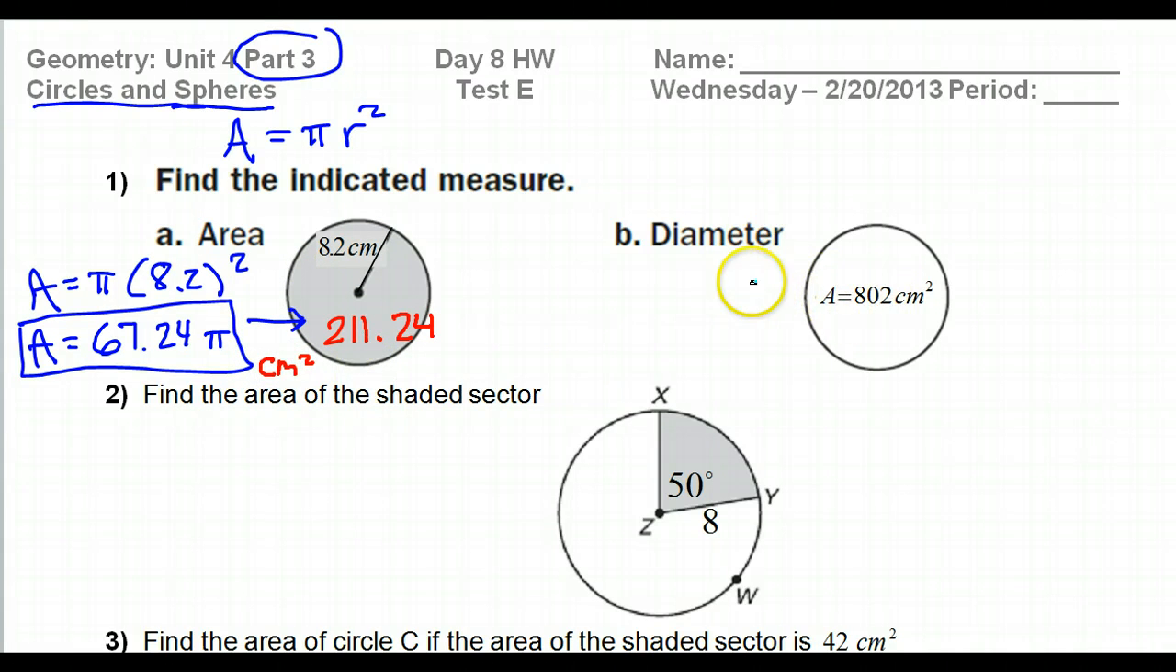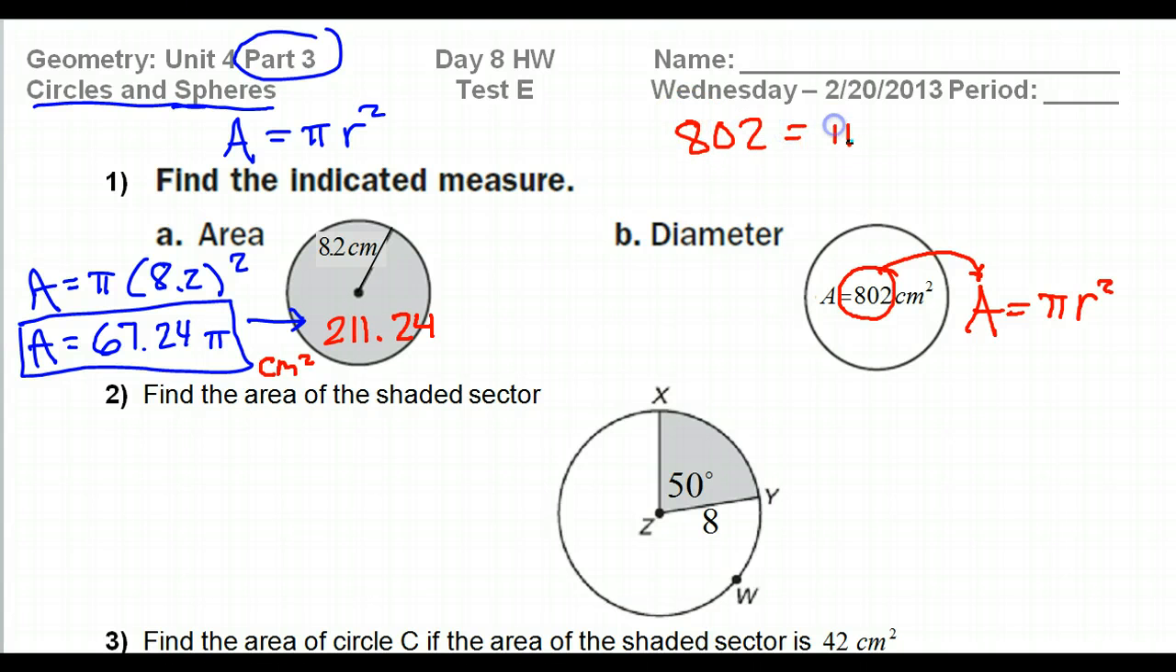Diameter. We're given the area, and this is the area of the whole circle, and we're supposed to find the diameter. Look, if I give you something, substitute it into the formula. So if I give you area, substitute it into the area formula. So we know that area, again, is pi r squared. So if I take this 802 and substitute it in right there, let's see what I get. Well, I get 802 is equal to pi r squared. So I just need to get that r by itself. So I could divide both sides by pi, like so.